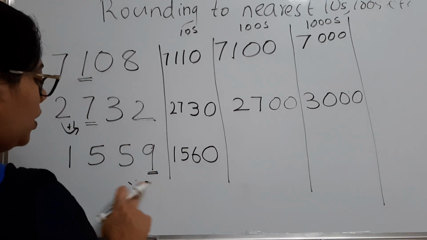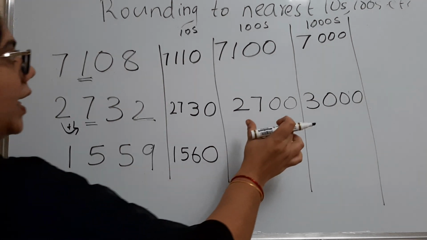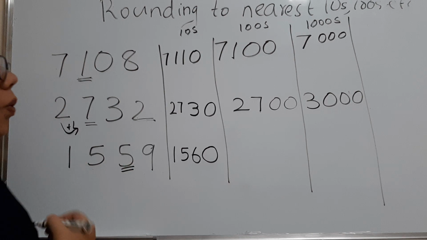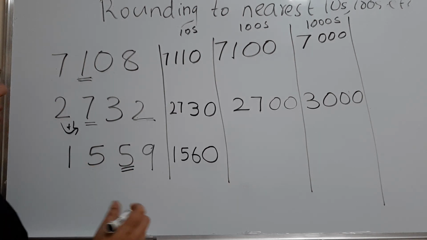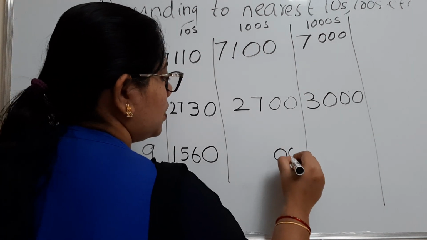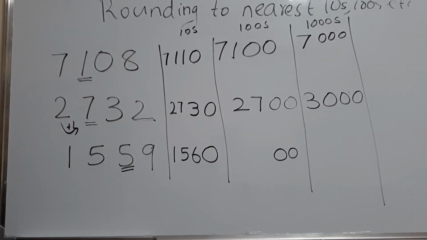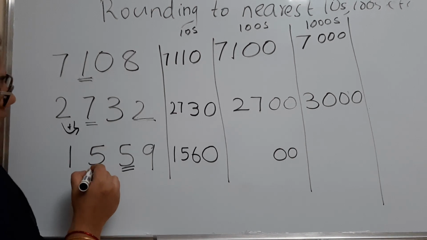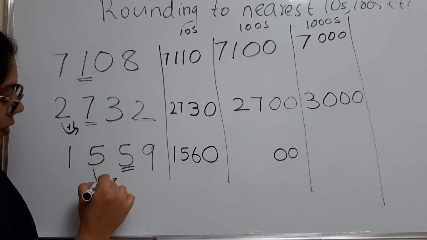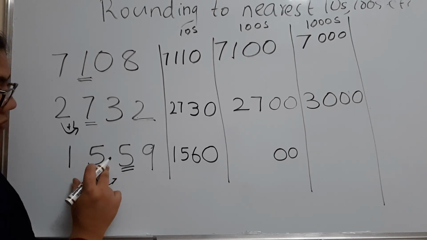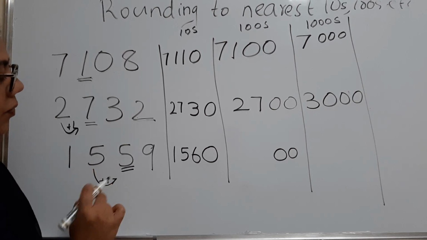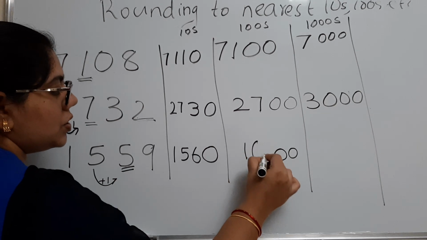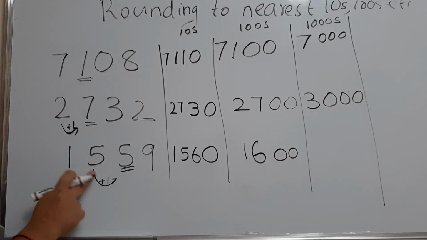Now going to rounding to the nearest hundreds. You check the tens place, and the tens place and ones place you put as 0. Since it is greater than 5, this number plus 1. This is 15, and 15 plus 1 is 16.